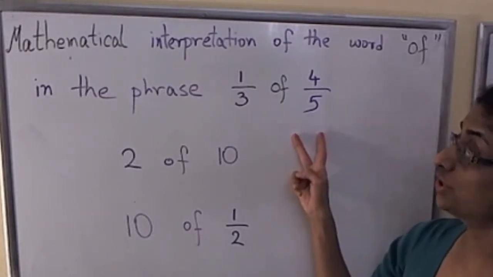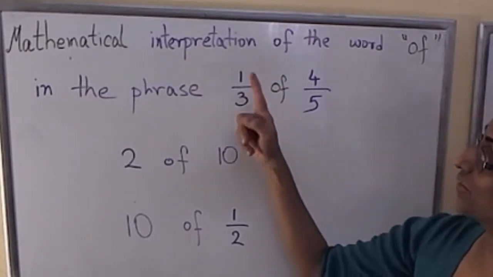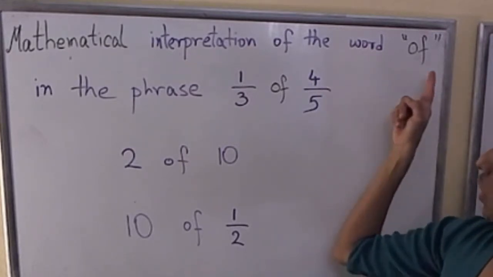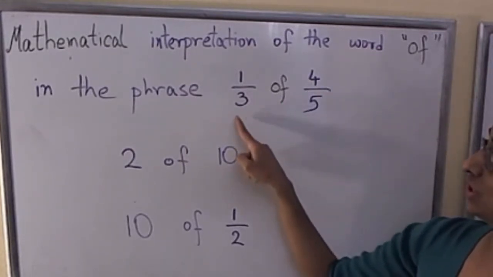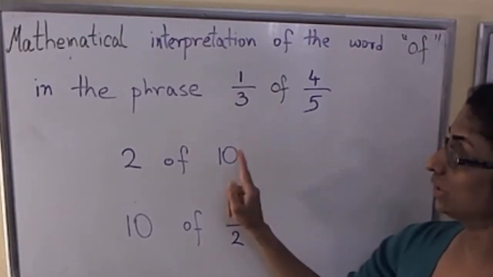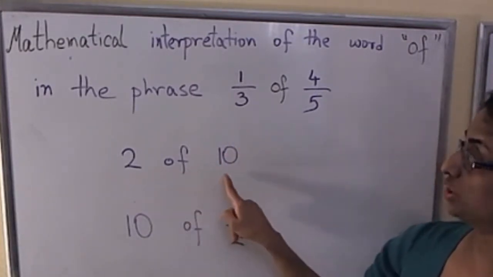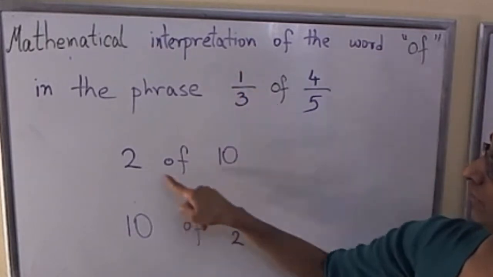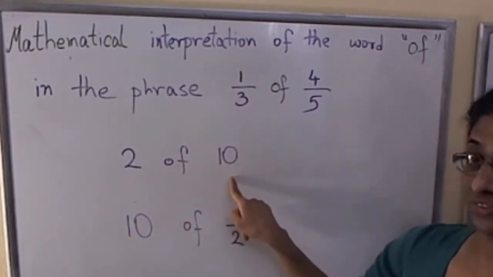Hi. So today we want to talk about the mathematical interpretation of the word "of" when it is used in a phrase such as this one. So let's begin with looking at a situation where you have a whole number of another whole number.